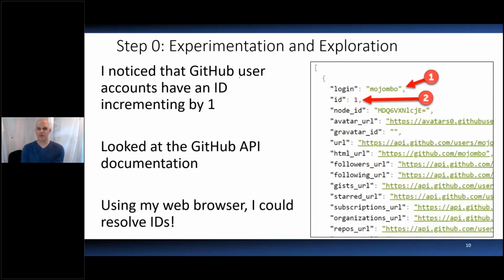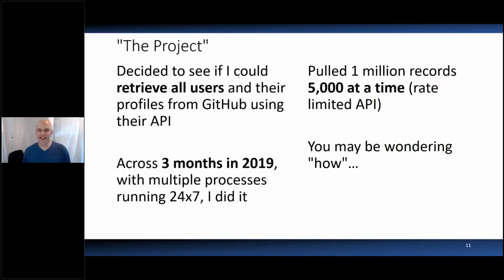I thought, wow, one of the big things that we do in OSINT is we do username resolution. So if I can say, hey, give me record number 1, and you get Mojambo, and then give me record number 2, give me record number 3, and I do that for all of GitHub, what could happen? So I decided to go ahead and see if I could retrieve, legitimately using their API, all of the records for every profile in GitHub.